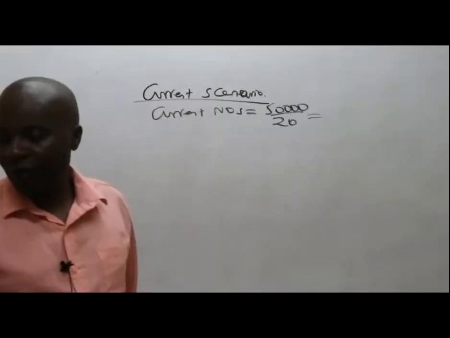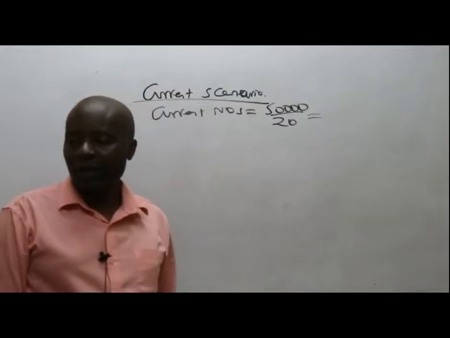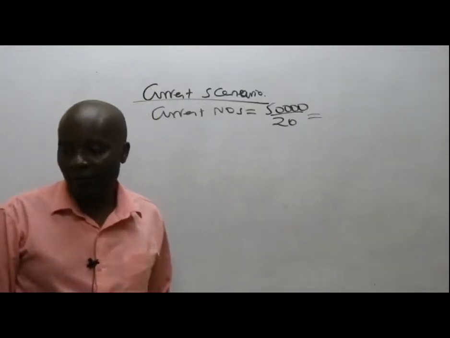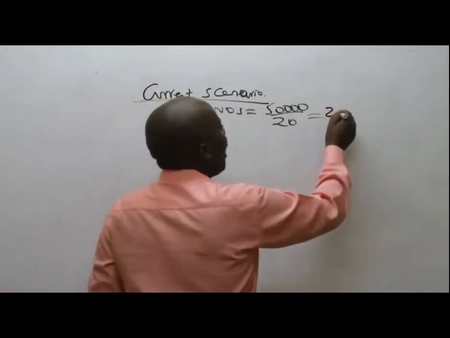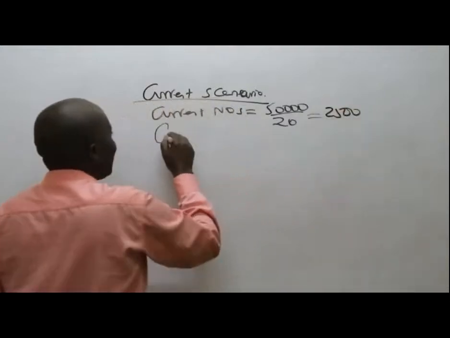Give us figures very fast. 50,000 divided by 20, that gives us 2,500. Thank you very much. How about the current interest?